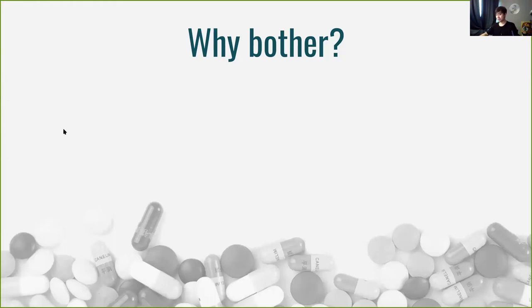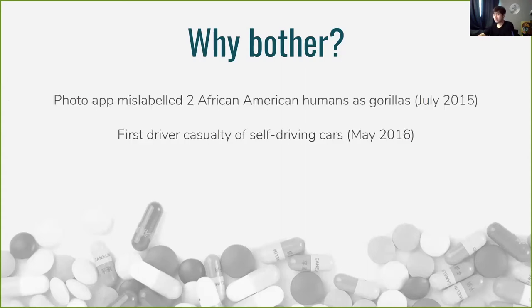So we are here to motivate the subject a little bit. Why bother about uncertainty quantification? Just as a first example, we have this case of a photo app mislabeling two African-American humans as gorillas. This happened in July 2015. And we have the first driver casualty of self-driving cars in May 2016.